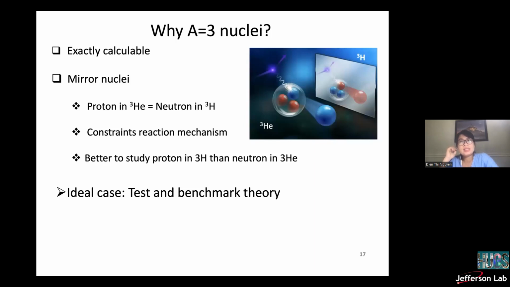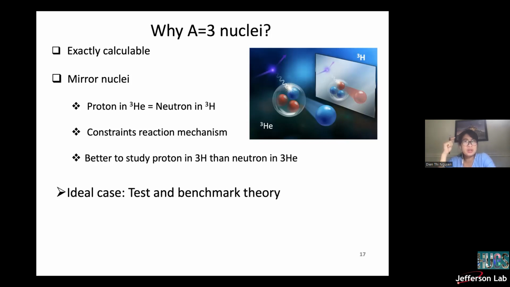There is one system that is very unique, and we call it mirror nuclei. That is helium-3 and tritium together. Both of them have three nucleons inside. We call them mirror nuclei because helium-3 has two protons and one neutron, and the opposite, tritium has two neutrons and one proton. We think of it like an image through a mirror. By doing the measurement on both of them, we are able to constrain the reaction mechanism.